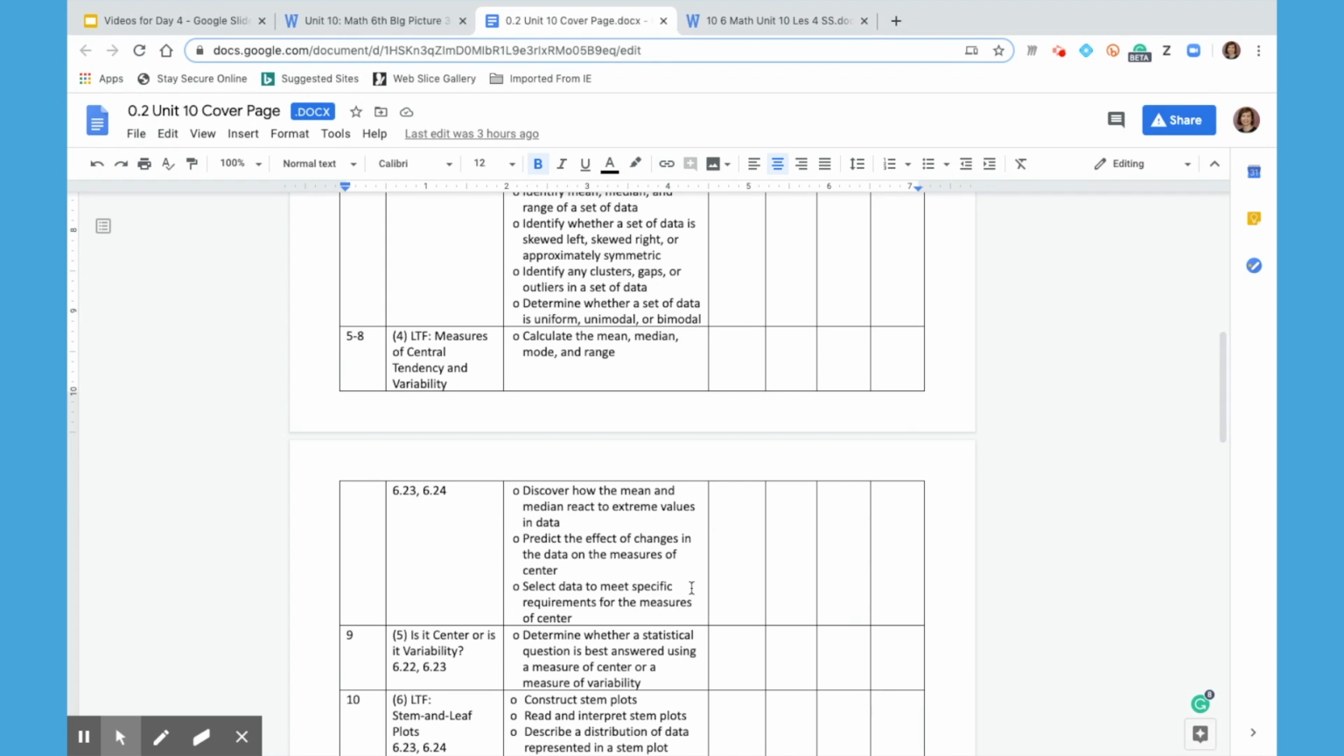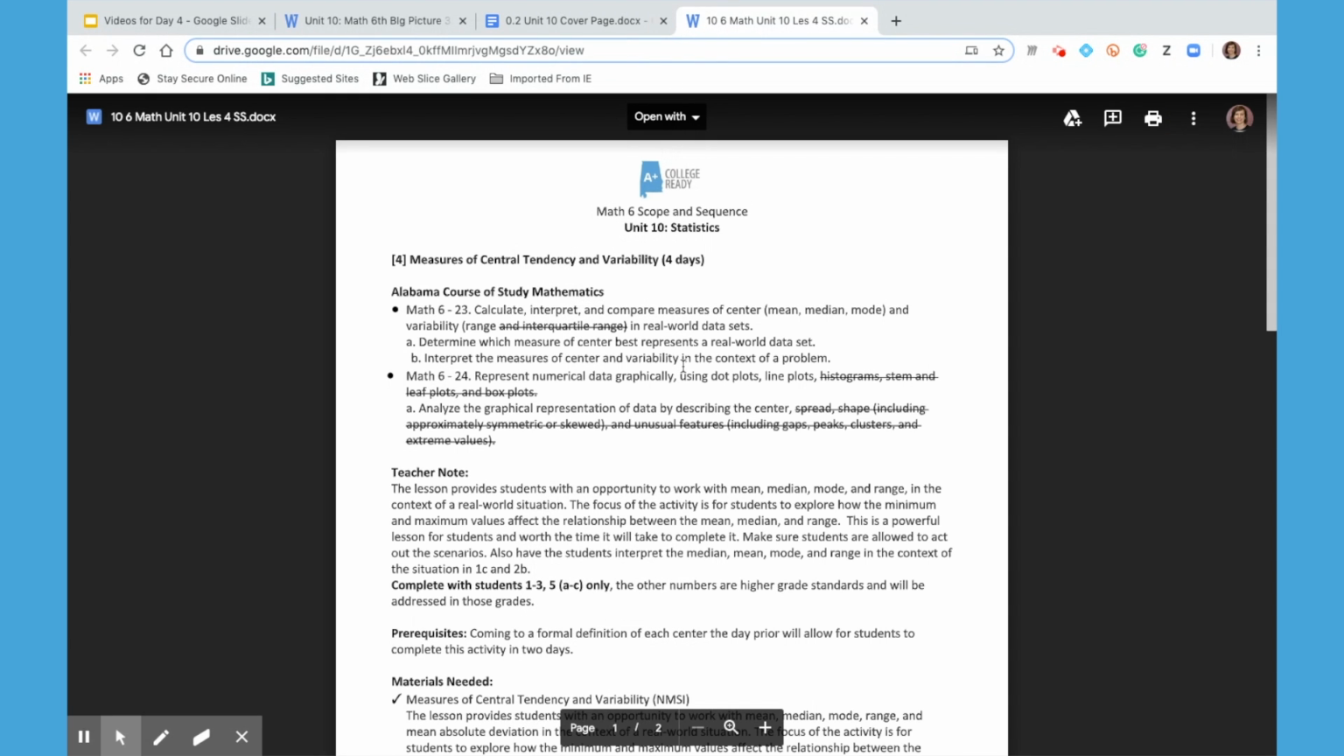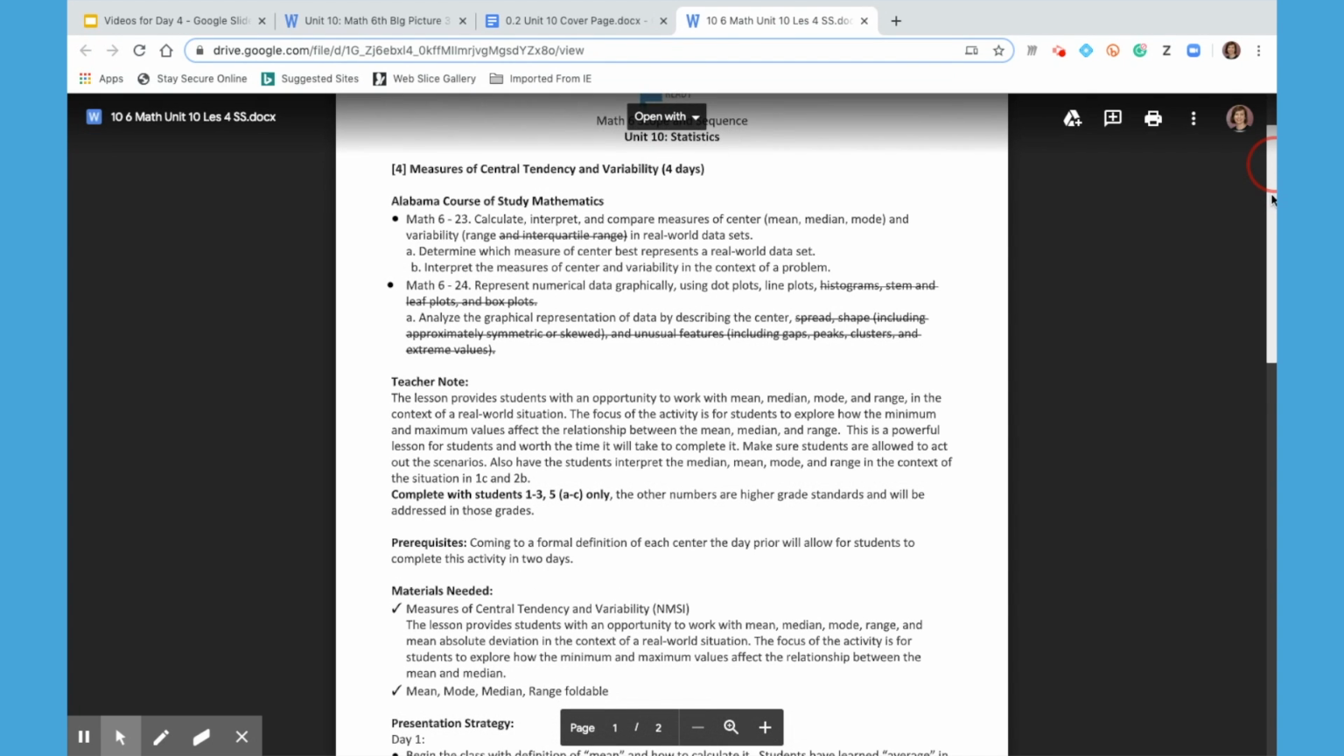Looking at what we'll be doing in training today will be mainly interpreting the mean as a fair share and students truly understanding the concept of mean. So we have measures of central tendencies. If you notice, it has 4 days. This is your scope and sequence.